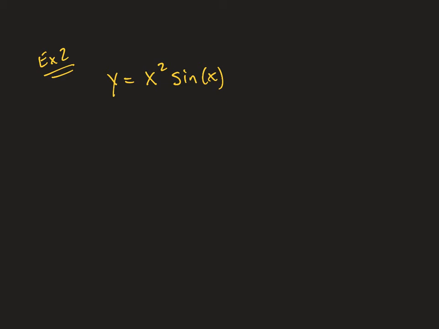Okay, so we're going to jump in with this function y equals x squared times the sine of x. And as soon as I say the word times, I realize this is actually a product. It's x squared times sine of x. There are 2 functions of x multiplied together. And when that happens, I have to use the product rule. So I'm going to jump into product rule mode.